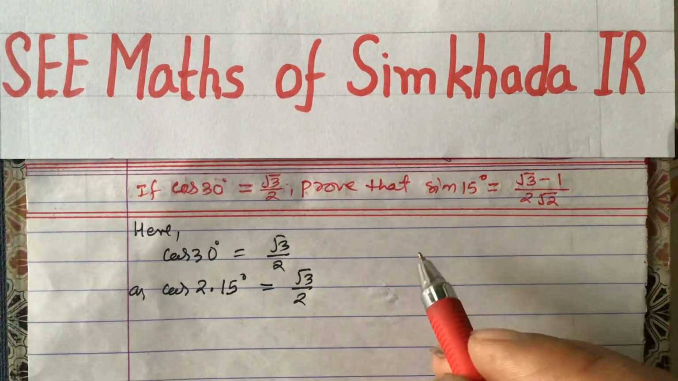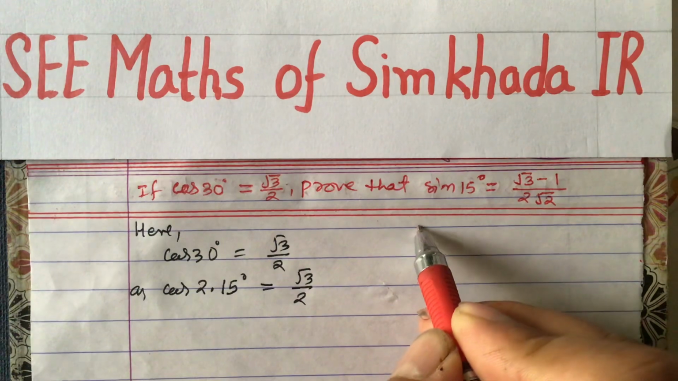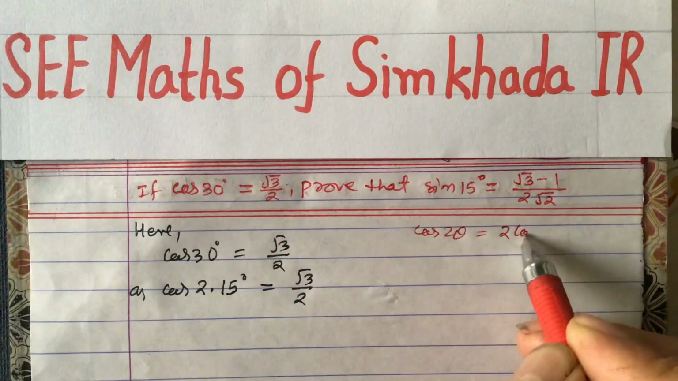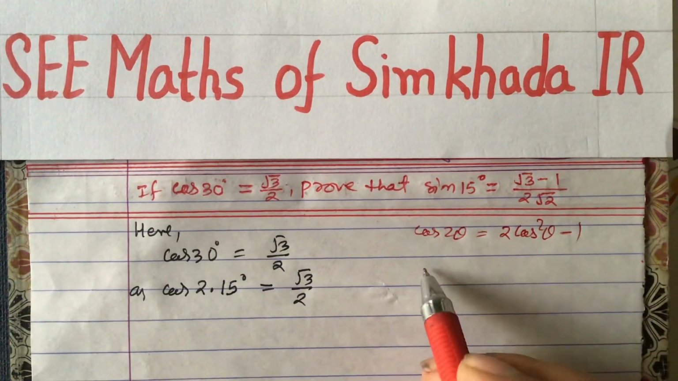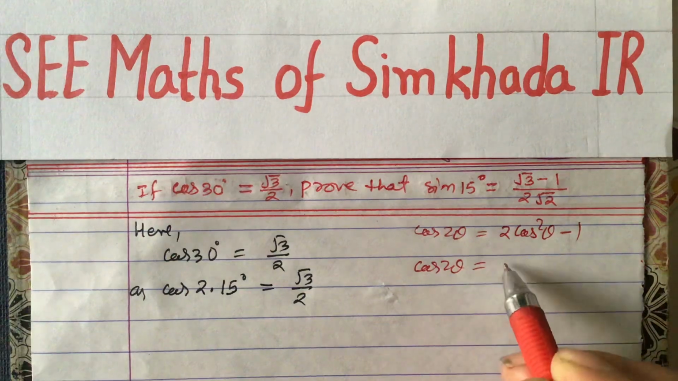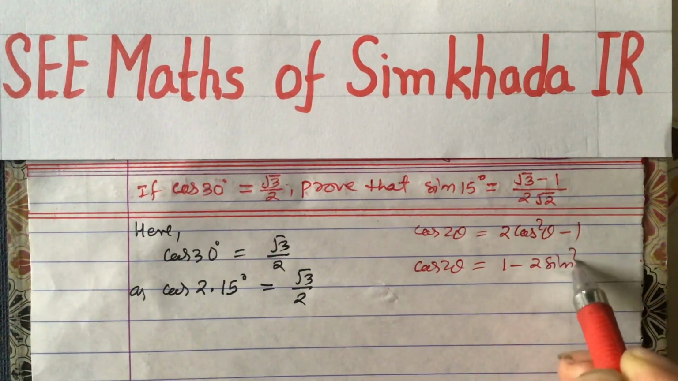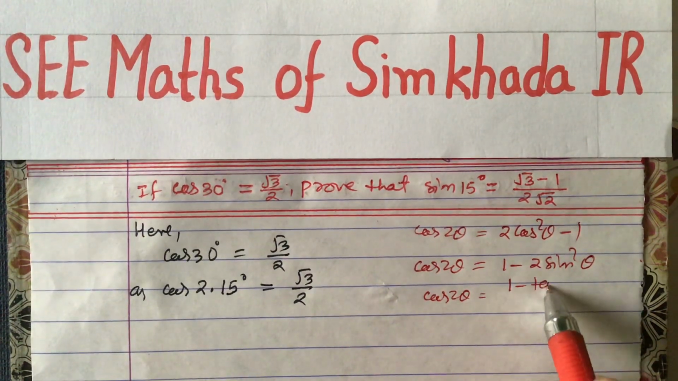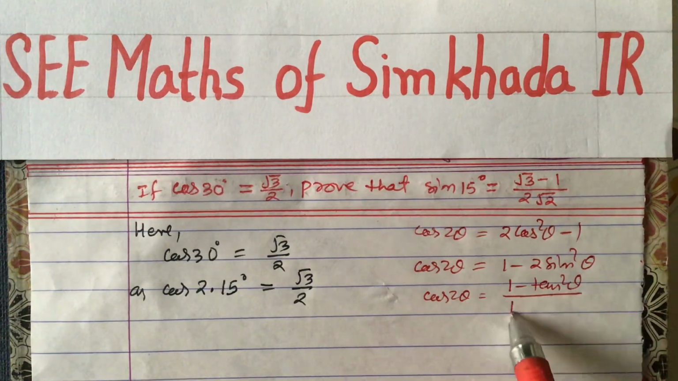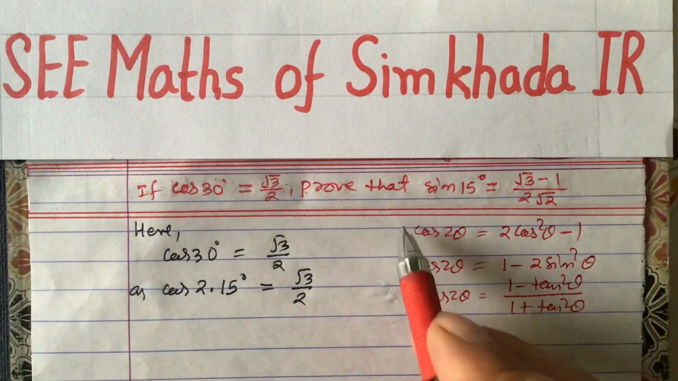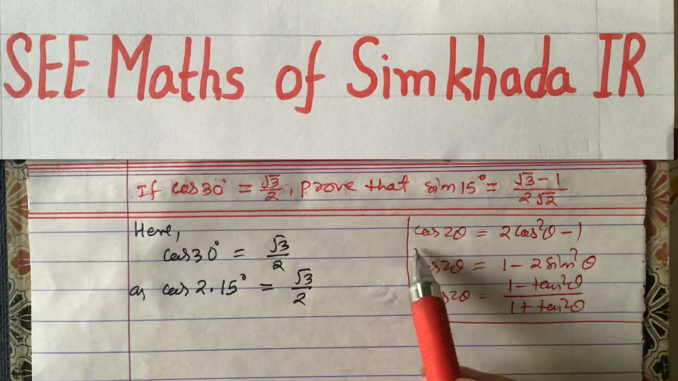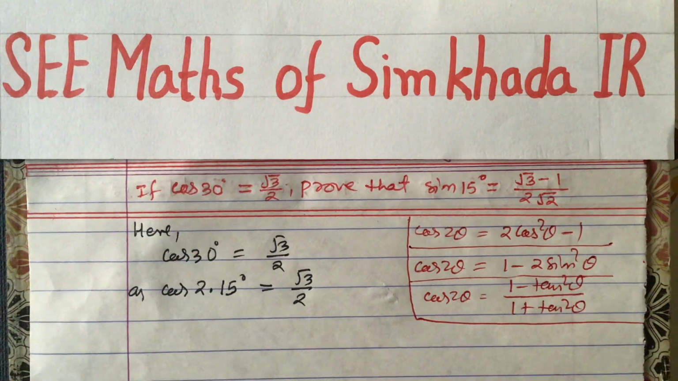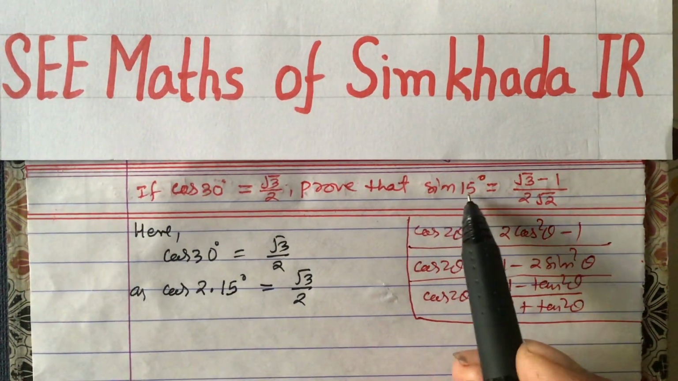If you recall the formulas, cos 2 theta has many formulas. One is 2 cos square theta minus 1. Another formula of cos 2 theta is 1 minus 2 sine square theta. Similarly, another formula of cos 2 theta is 1 minus tan square theta divided by 1 plus tan square theta. Out of these three formulas, which one are we going to choose? Now this is a very important part. Look at it. We are asked to find the value of sine 15 degree.